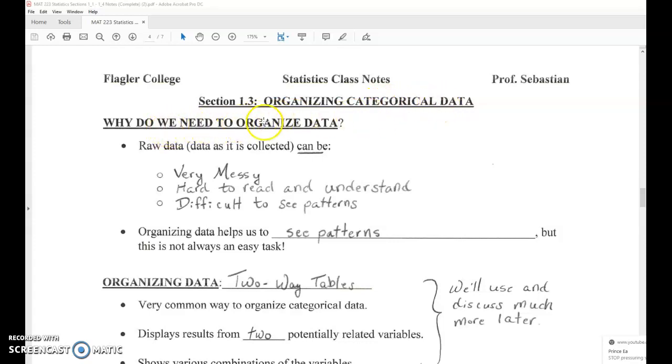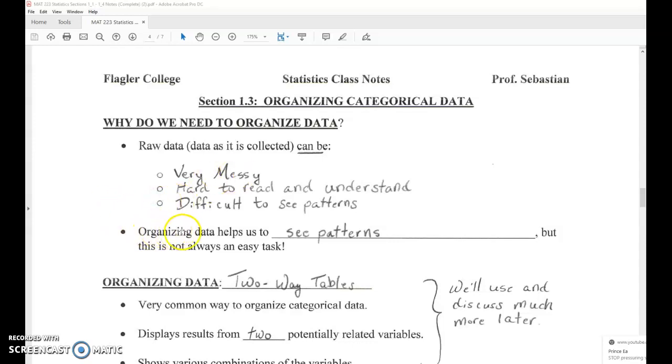Why do we need to organize data? So the raw data, whenever we get data as it's collected, it can be, not always, but it can be very messy. It can be hard to read and understand. And most importantly, it can be difficult to see patterns. Why is that most important?